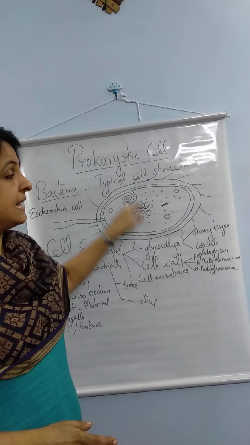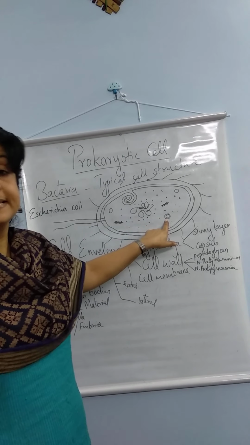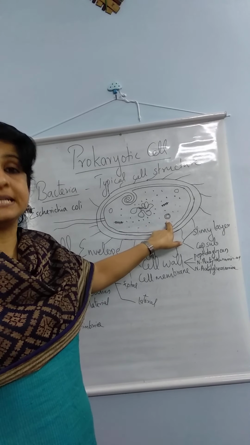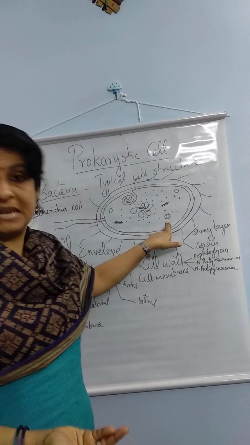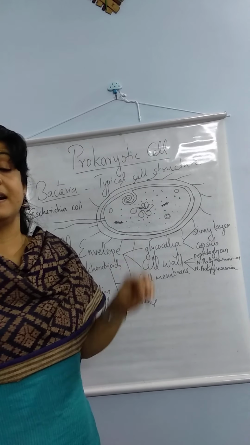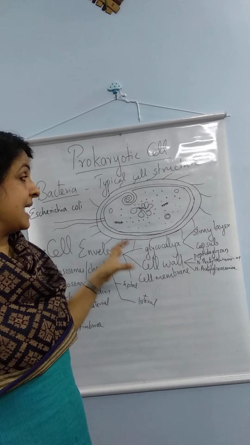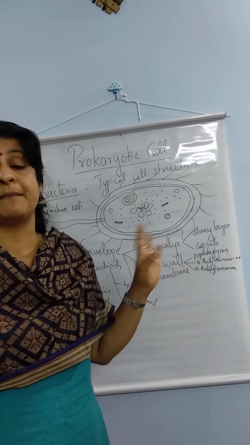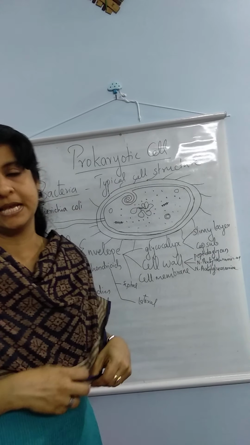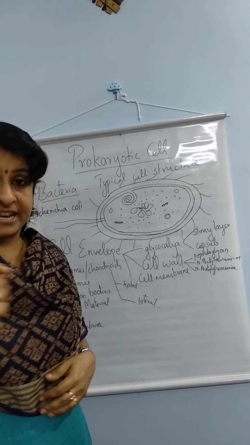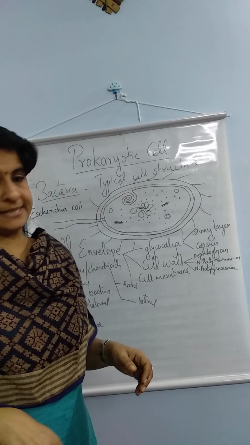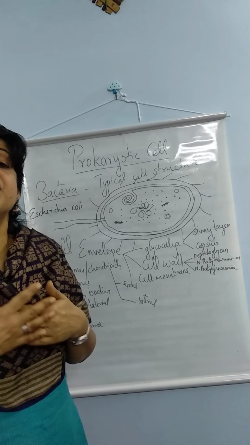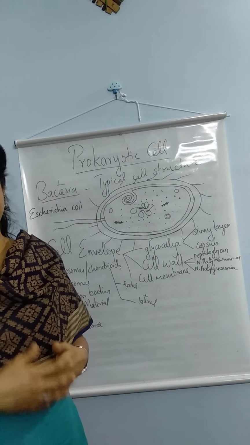Other than this, there are extra-chromosomal, small circular double-stranded DNA molecules. These are called plasmids. It can be one or many in a cell, and these plasmids contain certain genes which are very essential for the survival of the bacteria. For example, some plasmids contain antibiotic resistance genes. So when bacteria infect our body, we use antibiotics, but the antibiotic resistance genes in plasmids can resist the antibiotics. Okay. So these are called plasmids.